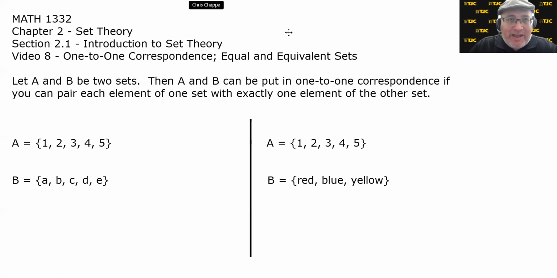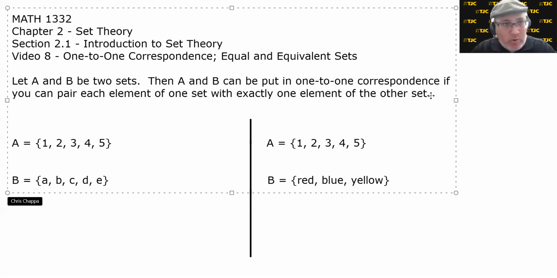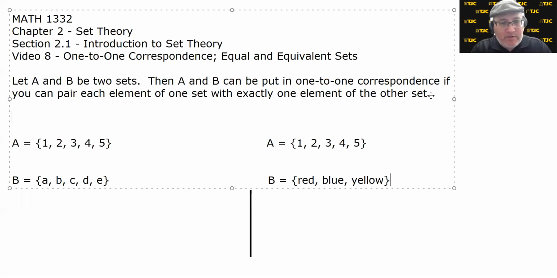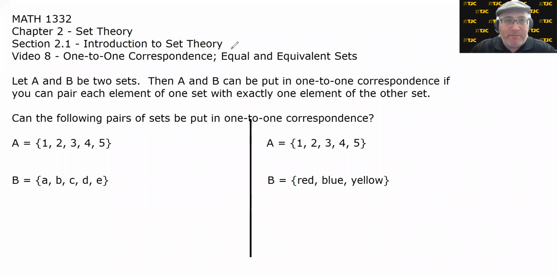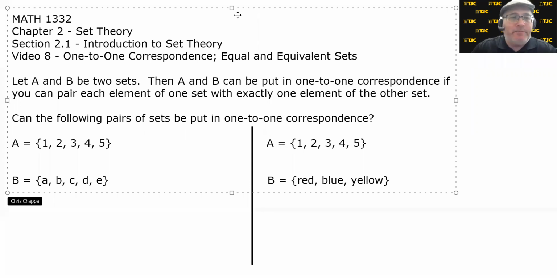And you'll have to forgive me, I didn't actually ask a question here. So let's go in here and put a question real quick. Can the following pairs of sets be put in one-to-one correspondence? All right. So let's start with the ones on the left. I know it's not a big deal, but it's going to bother me. There we go.